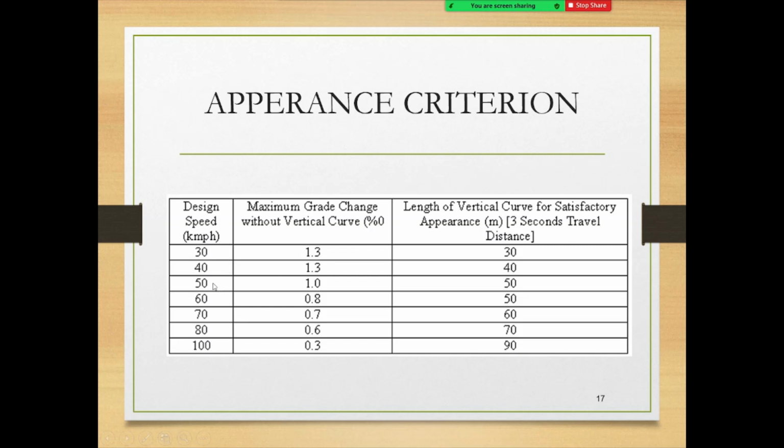If your design speed is 50, you have to give a minimum 50-meter curve length. If your design speed is 70, you have to give a minimum of 60 meters. Of course, when it comes to Civil 3D, we'll discuss these things in detail, right?